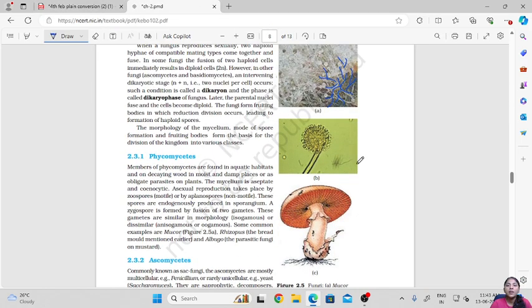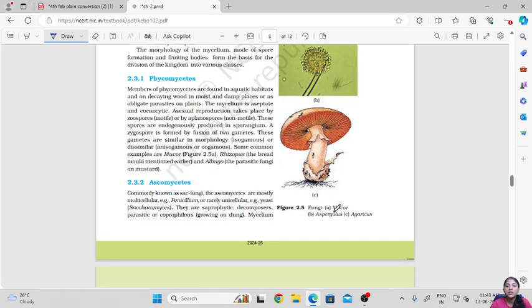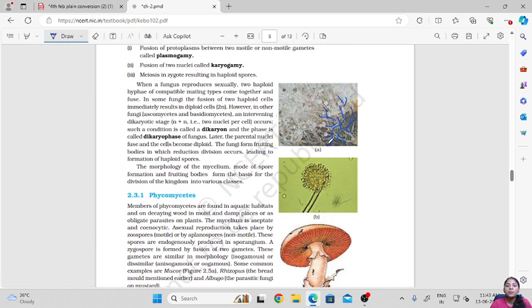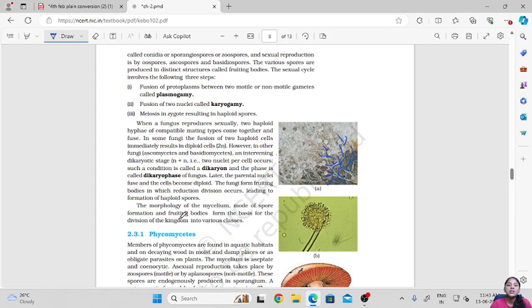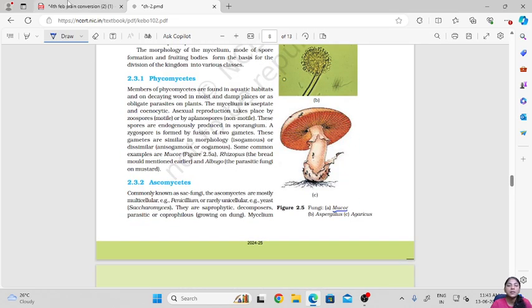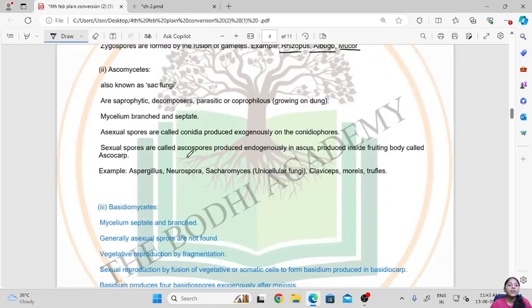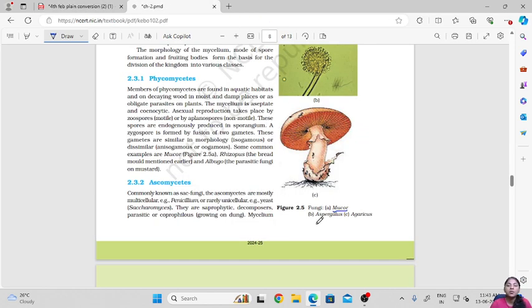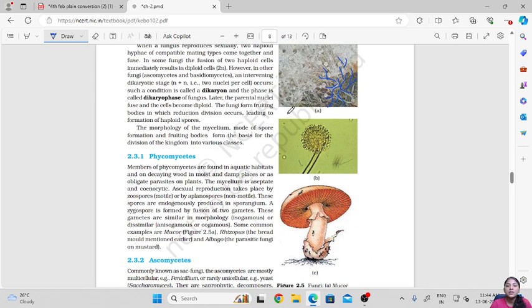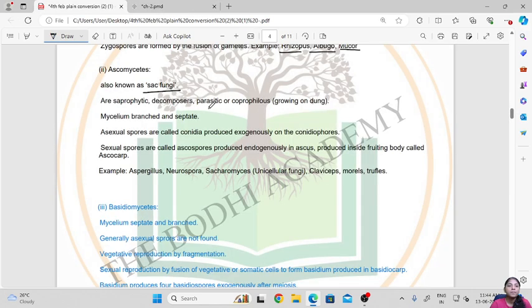So here we have a picture. The first one is a Mucor, which is an example of Phycomycetes. Then the next type is Ascomycetes. These are also known as sac fungi. Here we have an example of Ascomycetes, Aspergillus.